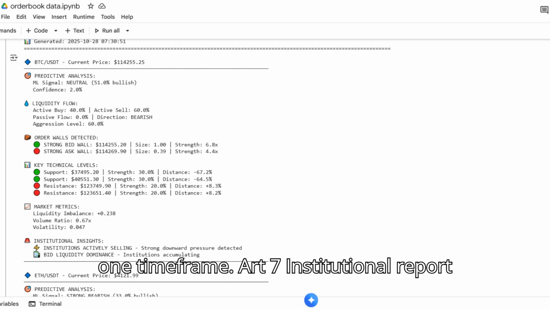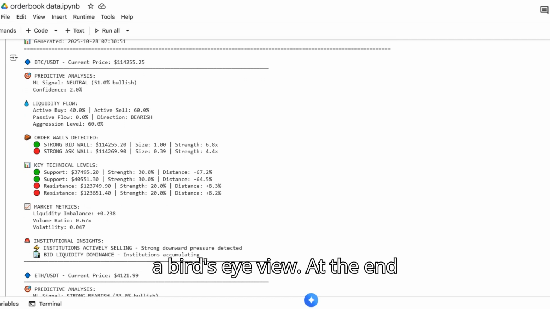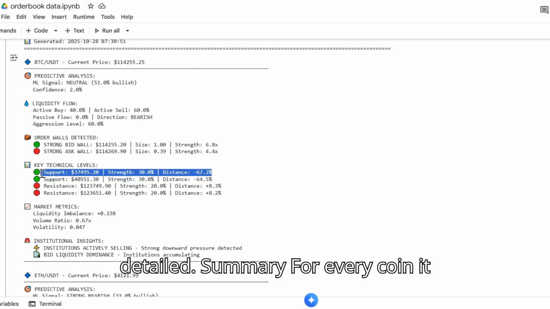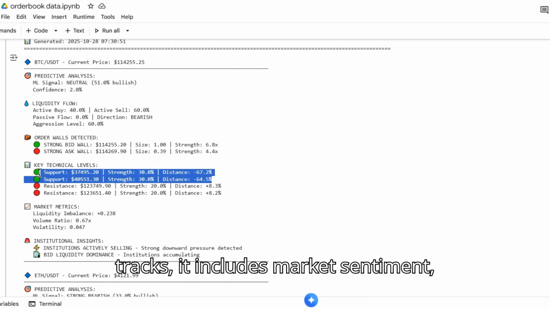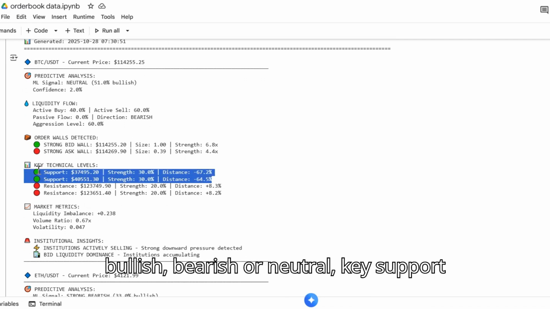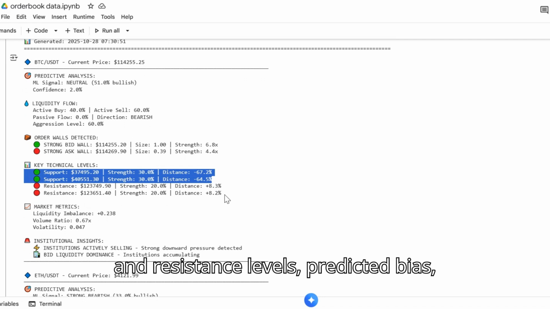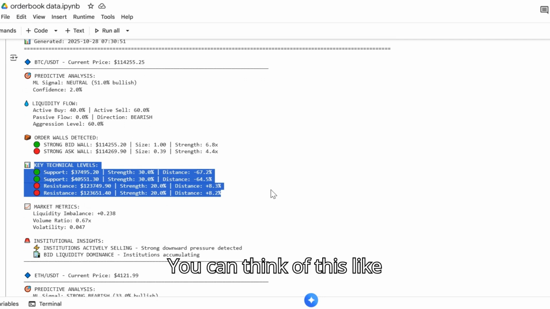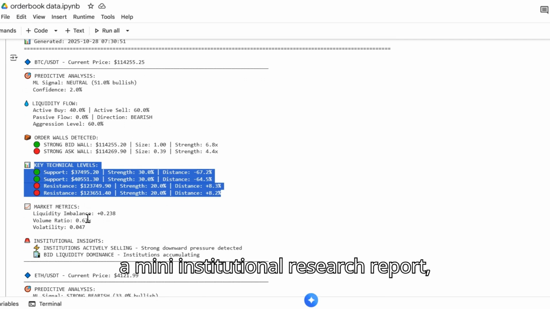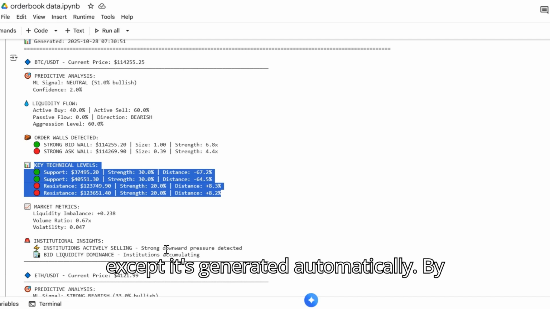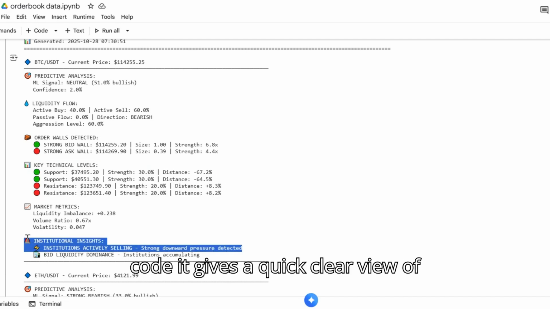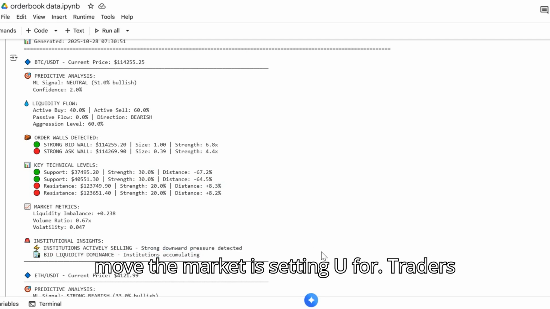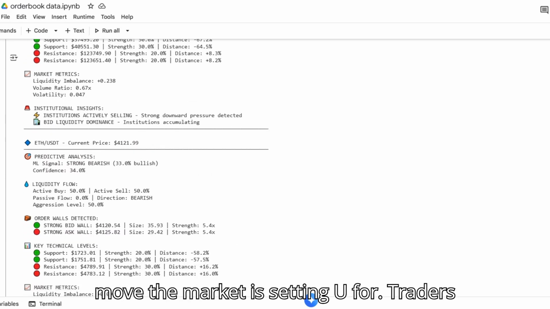Part 7. Institutional report. A bird's eye view. At the end of the run, the analyzer prints a detailed summary for every coin it tracks. It includes market sentiment, bullish, bearish, or neutral, key support and resistance levels, predicted bias, liquidity heat zones, confidence levels. You can think of this like a mini institutional research report, except it's generated automatically by code. It gives a quick, clear view of where money is flowing and what kind of move the market is setting up for.